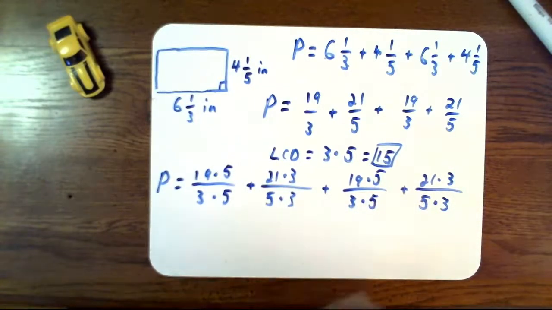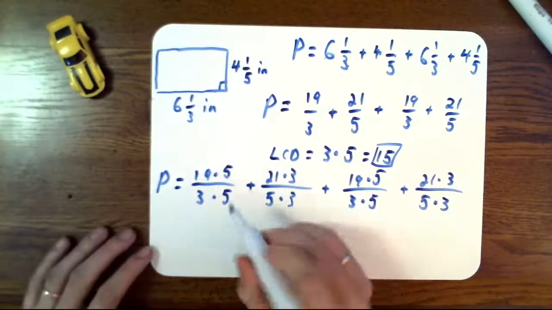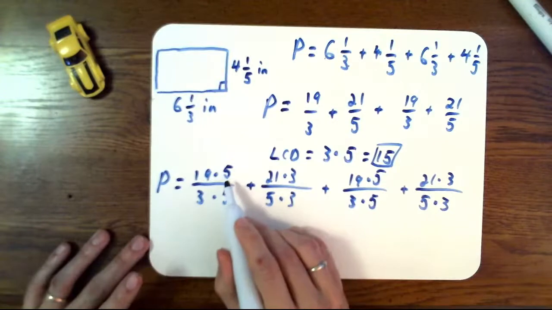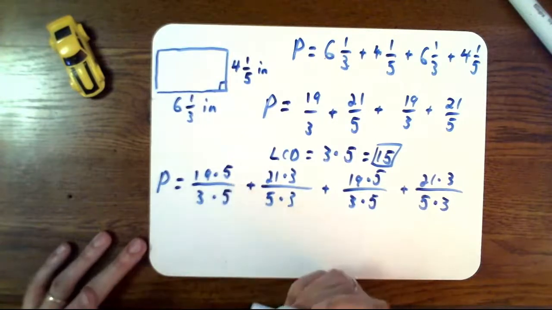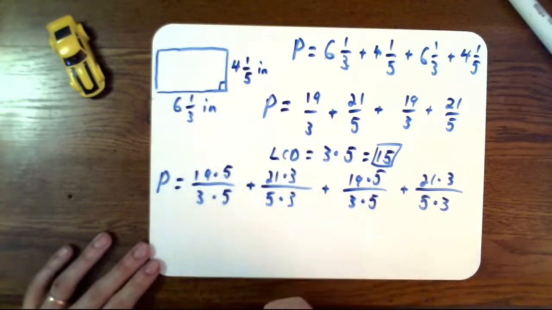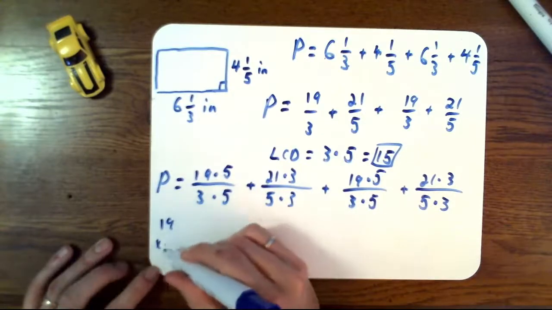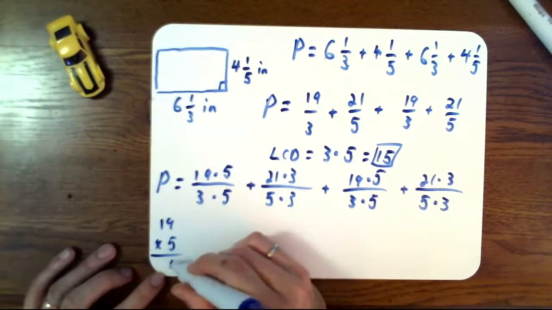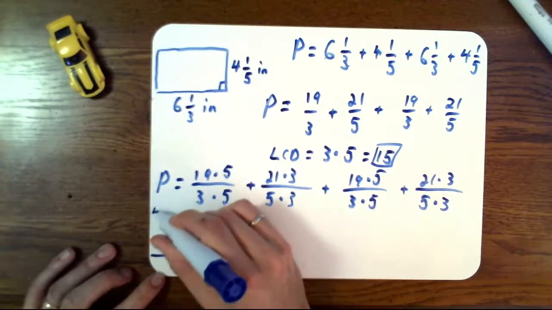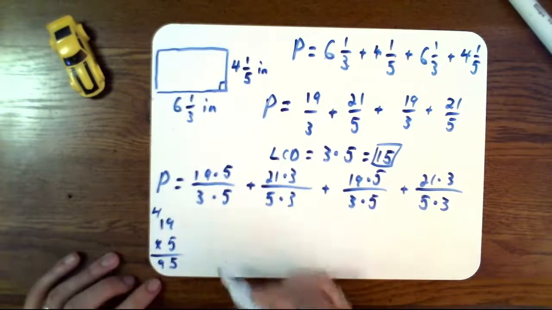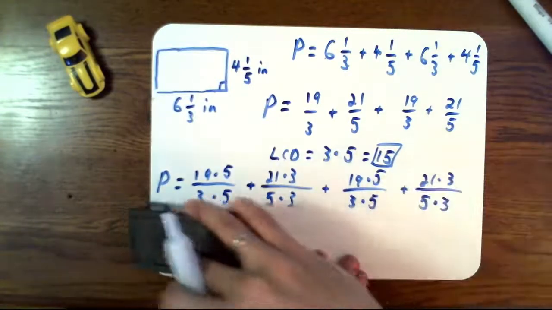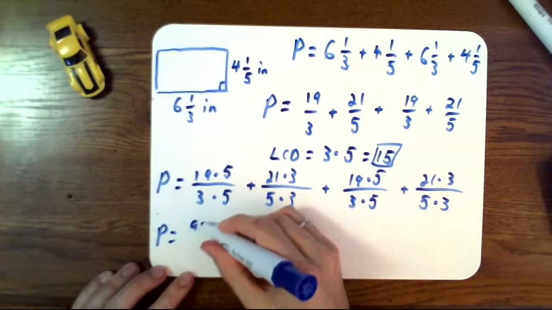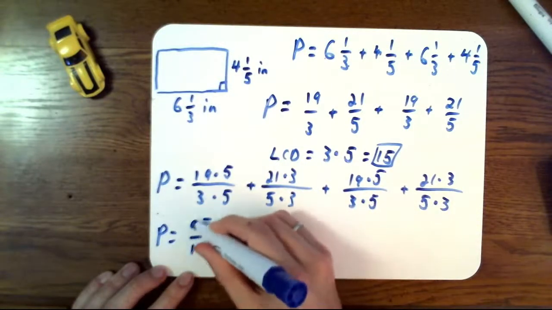And now we have to work all of these out. 19 times 5, if you're uncomfy with your multiplication tables, you could take this to the side. I'm just going to write it down here. 5 times 9 is 45. Then the 4 goes here, that's 95. So I can rewrite these two as 95 over 15.